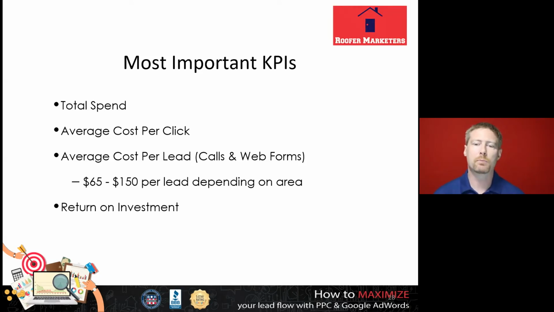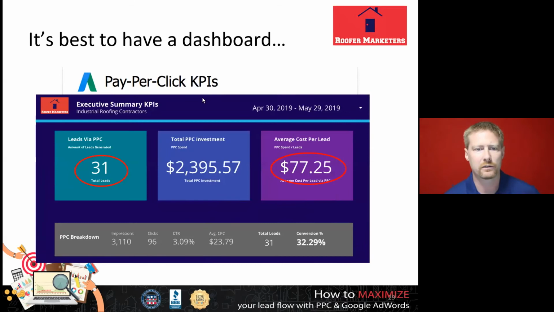But the most important key performance indicators from the AdWords side is first your average cost per click. You can optimize your cost per click by increasing the quality of your ads and landing pages and making them more relevant. Your average cost per lead from your calls and your web forms, and then your return on investment, as we spoke about, down into your CRM and down into that granular level.